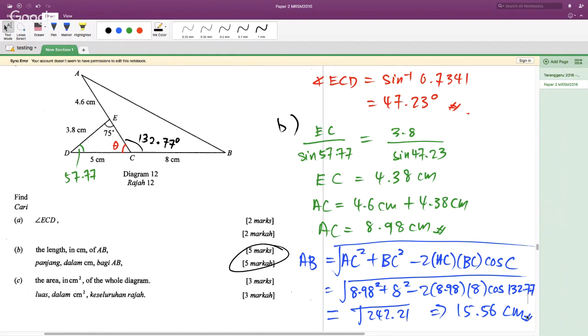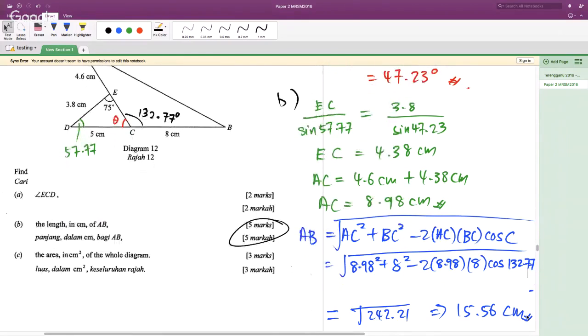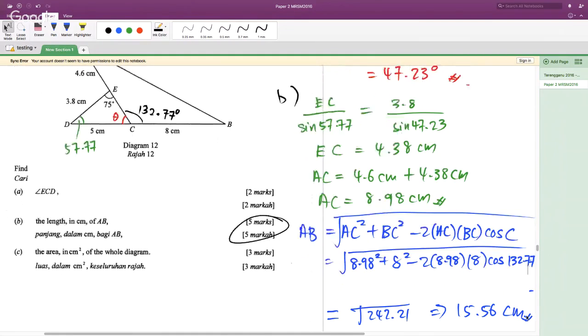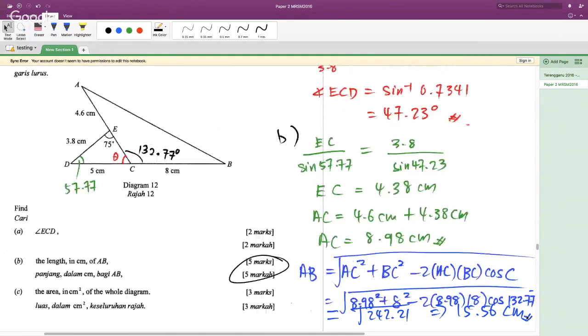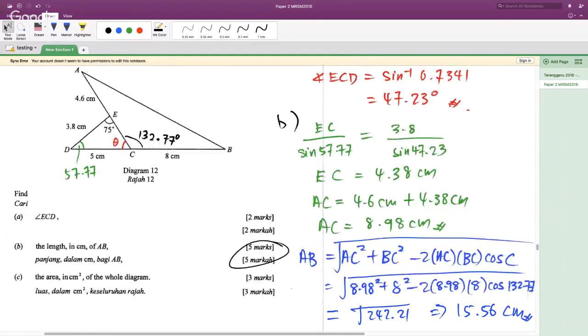You need to find the length EC first. Okay, it doesn't matter. Then it asks you to find the area. Yeah, don't have the ambiguous case here. Then find the area of the whole diagram. Okay, so you need to know the area of the whole diagram is using the formula.